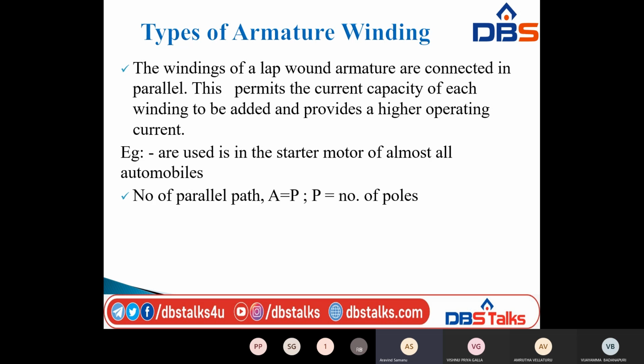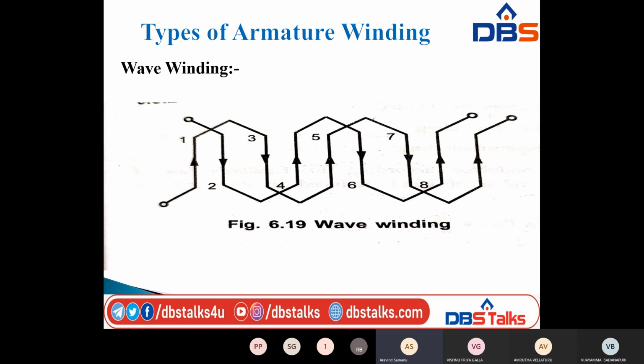For example, these are used in starter motors. These lap wound machines are used in the starter motor of almost all automobiles. Using this lap winding, as I already said in the EMF equation, the number of parallel paths is equal to the number of poles. The number of parallel paths is indicated with letter A and the number of poles with letter P. So here A is equal to P, for armature lap winding. And next, armature wave winding.